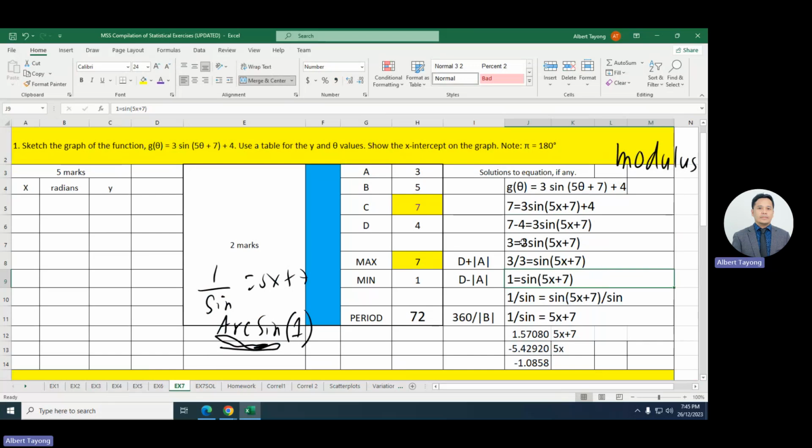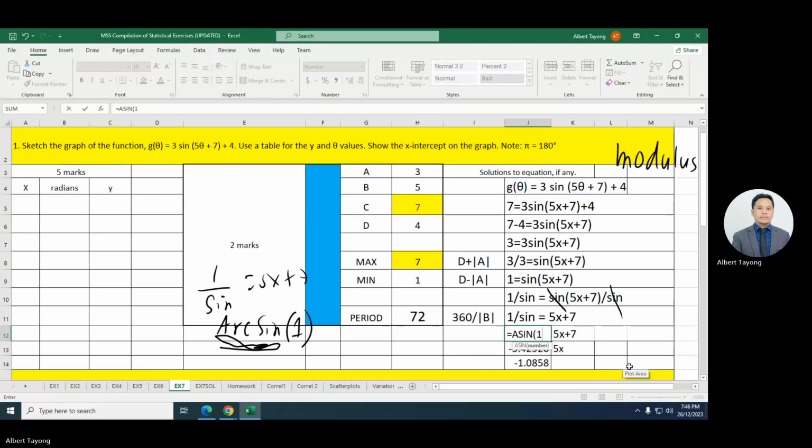To cancel 3 on the right, we divide by 3, right? So what is 3 divided by 3? 1 equals sine 5x plus 7. Now, we divide both sides by sine, so we can cancel, right? So the remaining on the right is what? So as I said, how to solve 1 over sine? 1 over sine equals arc sine of 1. Okay, enter. That's the value.